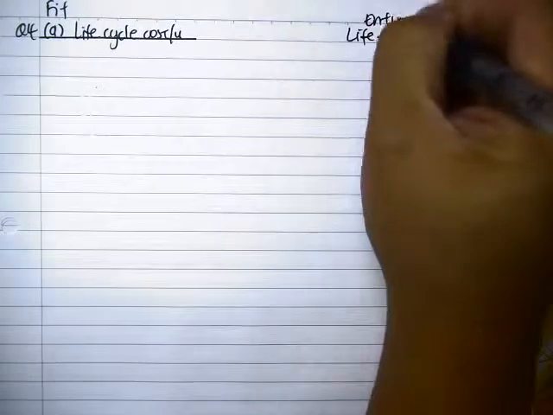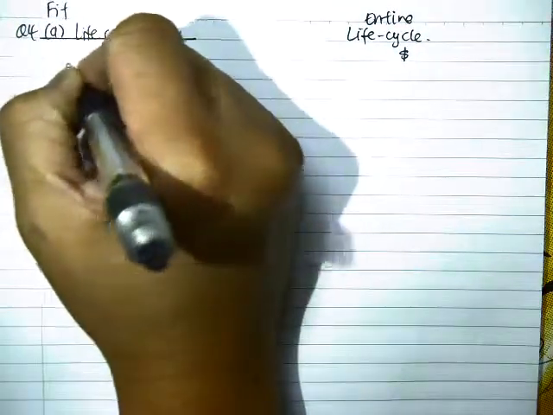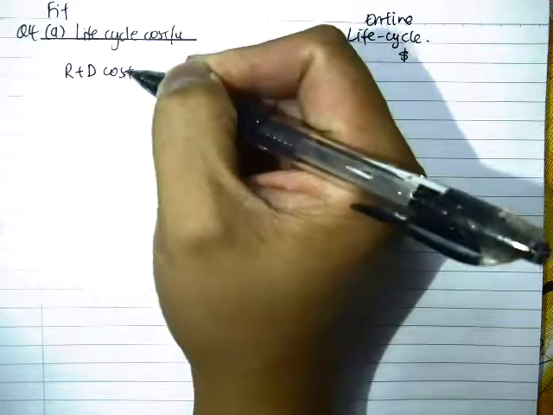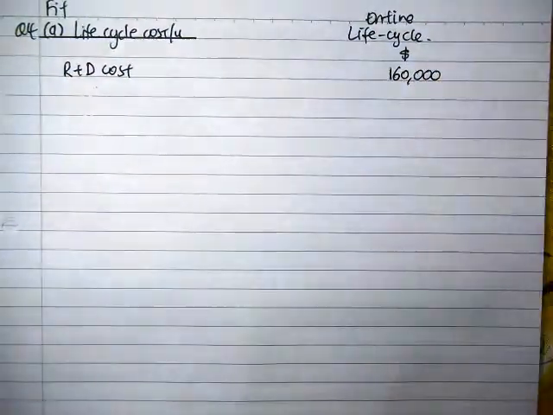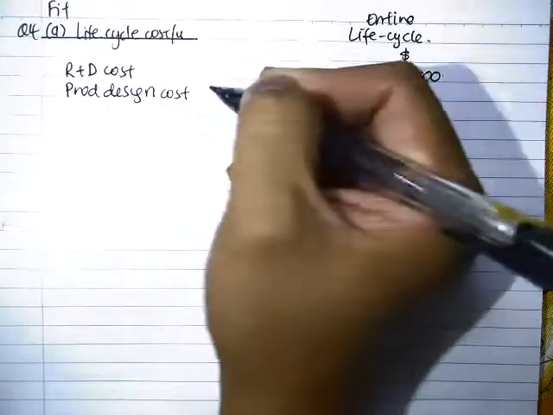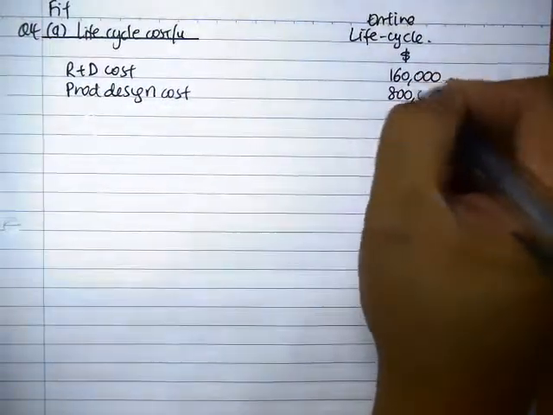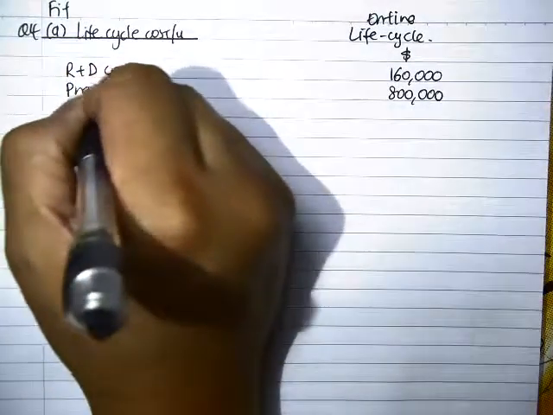In the whole life cycle. Okay? The first thing I have is what? Alright, they tell me we incur research and development costs 160. Okay, then they say product design costs 800. Okay, then they have marketing costs.